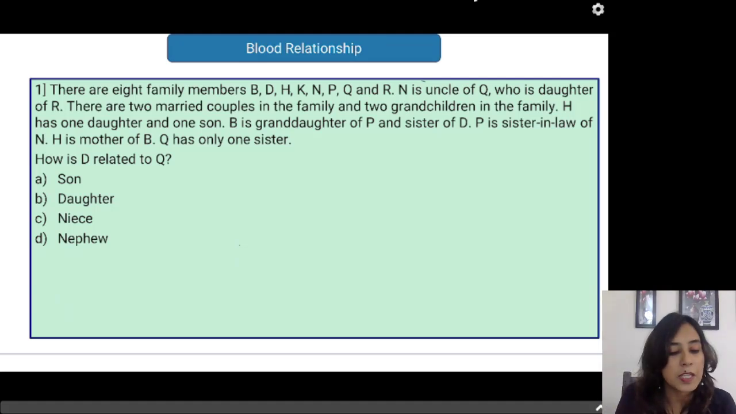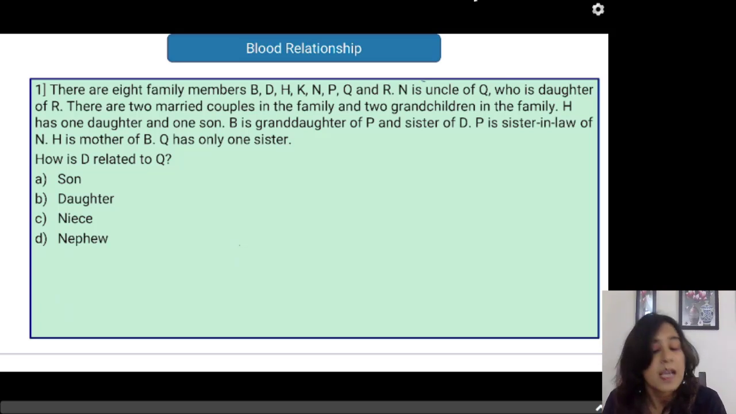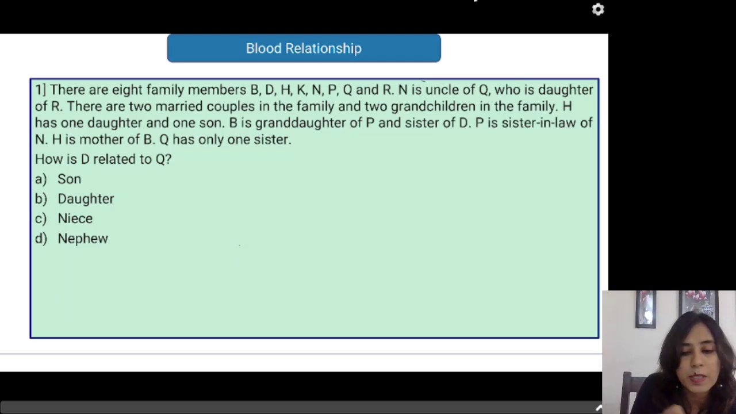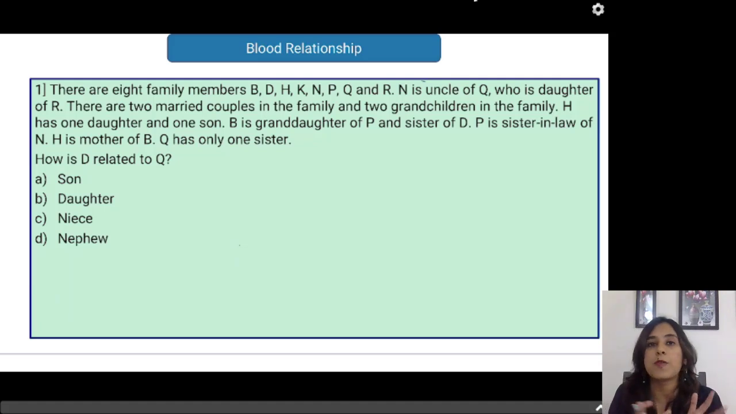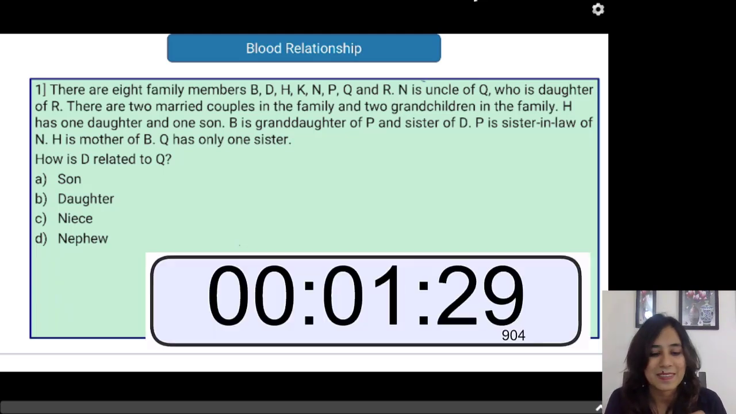And here is the relationship given between different family members, and you have to solve this problem within 90 seconds, that is 1.5 minutes. Guys, I have just taken one simple question related with this problem, but in reality, this is a case and you will be asked 3-4 questions related with this particular case. So let us begin. Your time starts now.